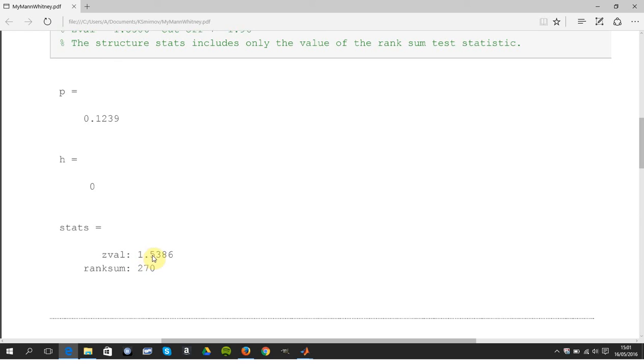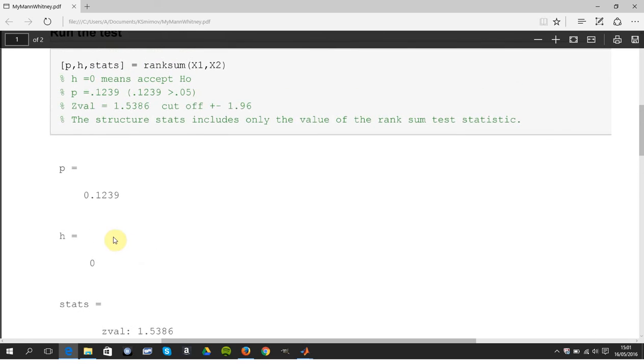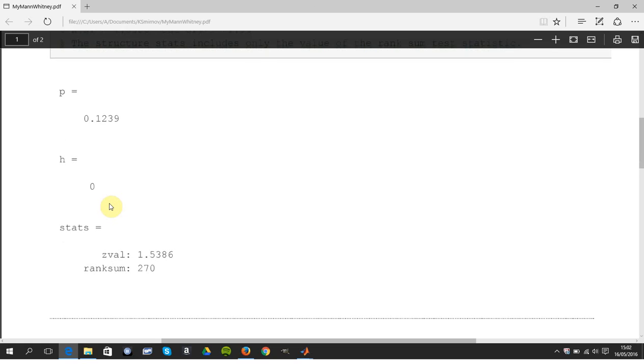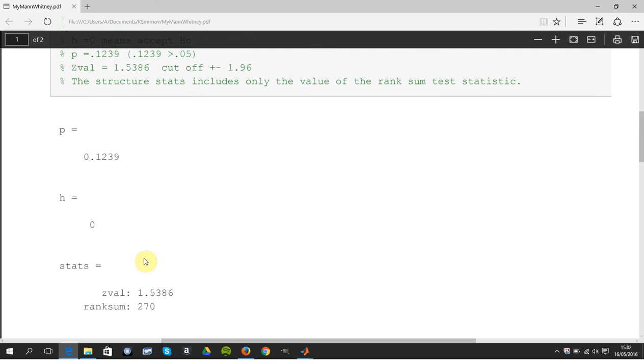So the numbers are supportive here. We got 1.5386, which would tend to support h is 0, p of 0.1229. So remember, the Z value here is the normal distribution approximation when the numbers are bigger than 20.